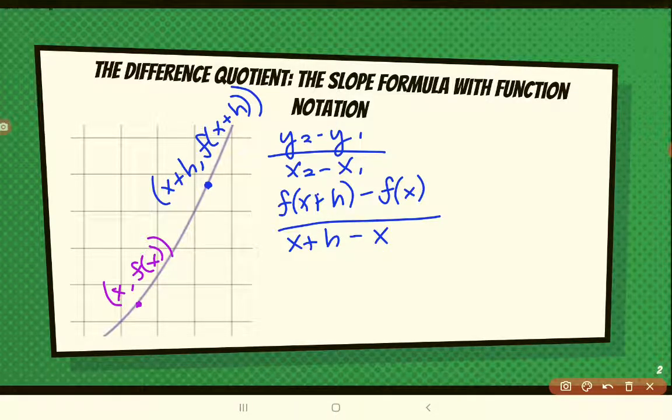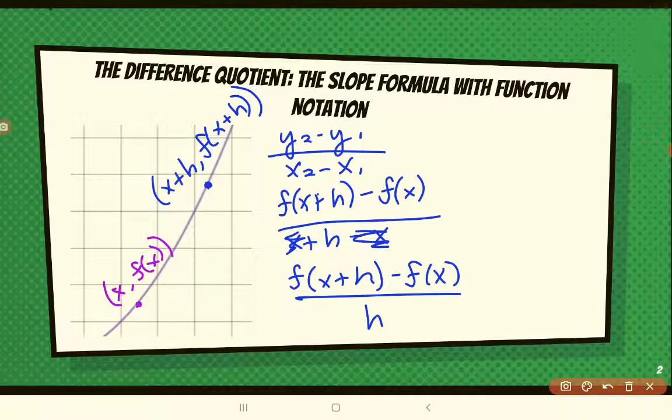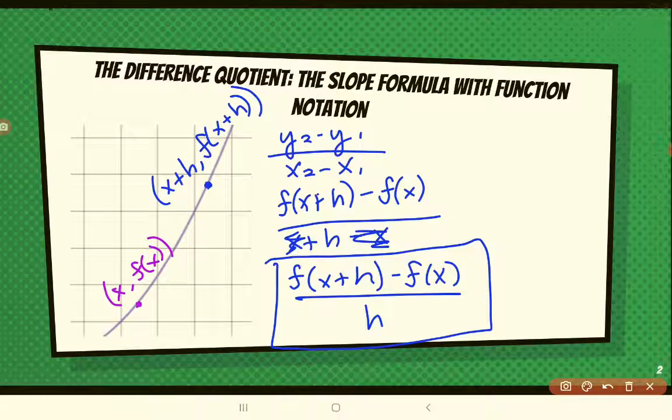And look what happens on the bottom. Those x's cancel each other out, and all I'm left with is f of x plus h minus f of x over h. That's it. That right there is what is called your difference quotient. So it comes directly from the slope formula. It's just written in a completely different way than you've ever seen it before.